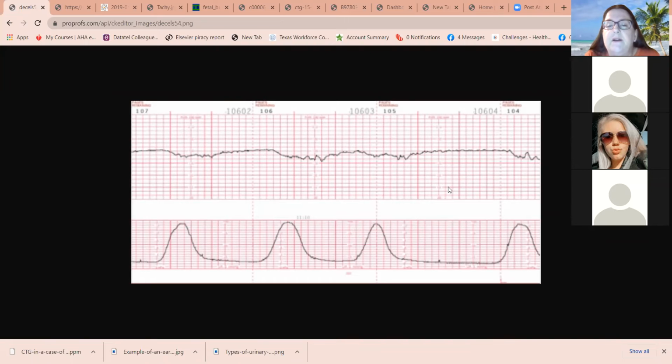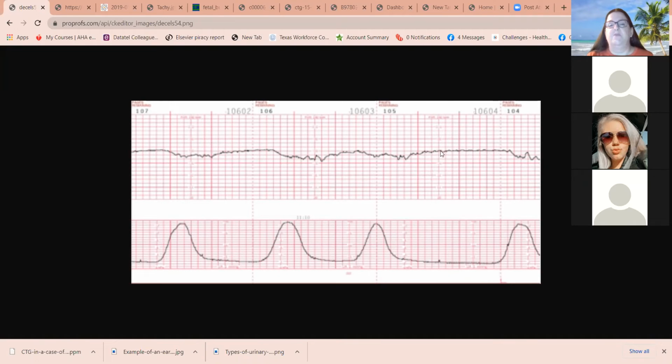We're kind of trying to guess, right? Let's see. I believe this is 120 and this is 150. Right here is 150. Okay, so let's call this baseline 150.